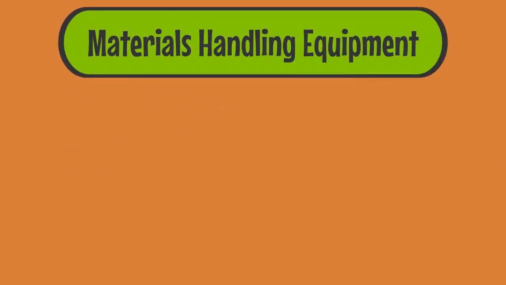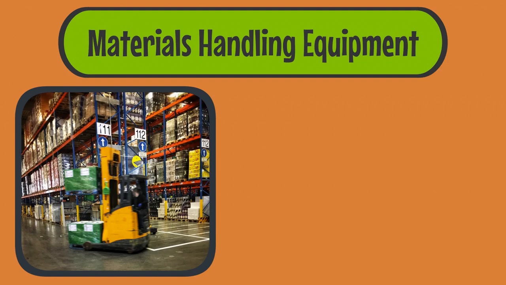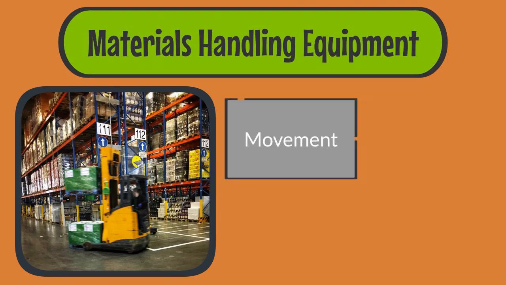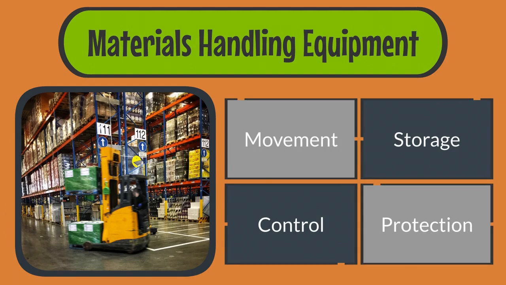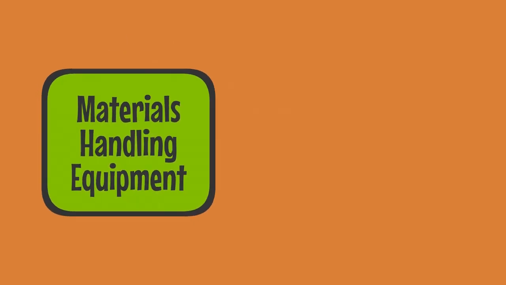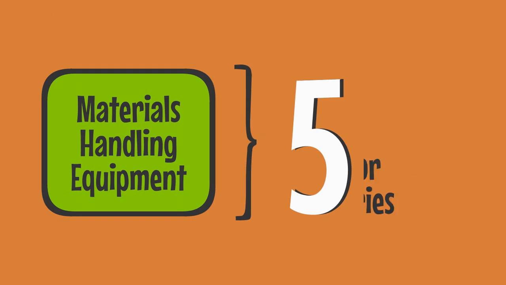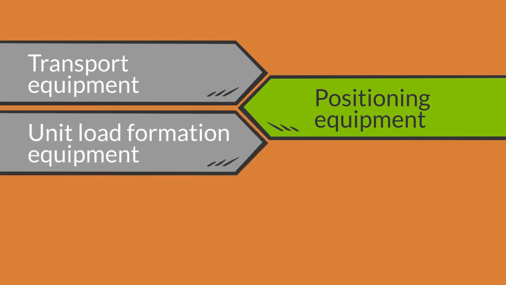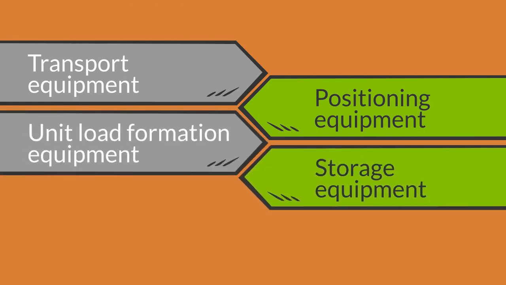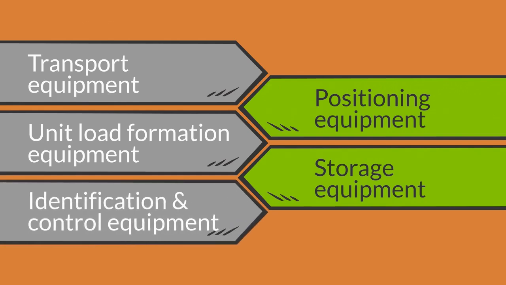Materials handling equipment, MHE, is mechanical equipment used for the movement, storage, control, and protection of materials throughout the supply chain. The different types of materials handling equipment can be classified into the following 5 major categories: transport equipment, positioning equipment, unit load formation equipment, storage equipment, and identification and control equipment.